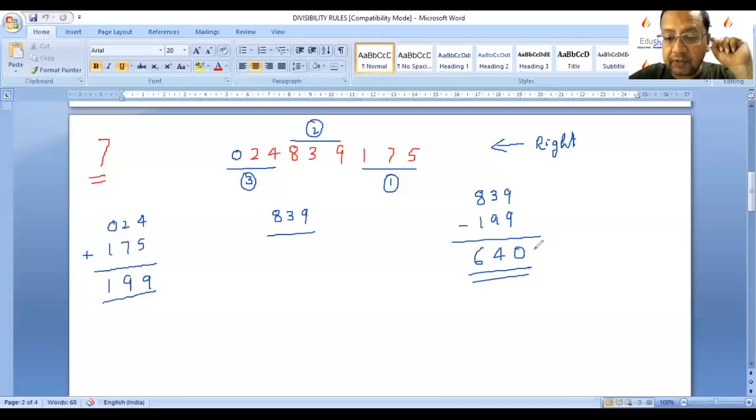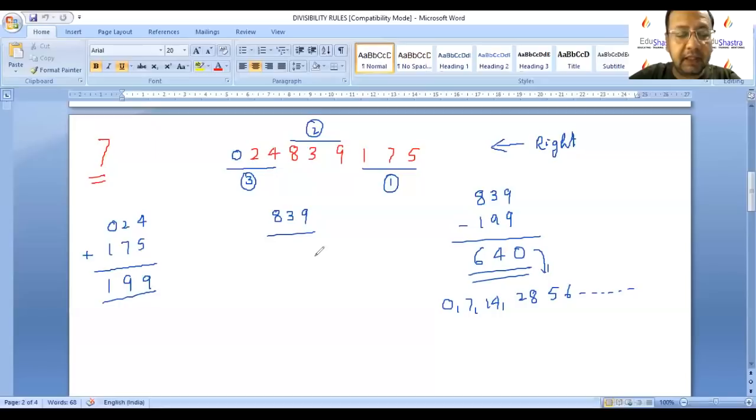Now suppose this difference is coming out to be 0, 7, 14, 28, 56, or some number which is a multiple of 7, then this number will be perfectly divisible by 7. Right now the difference is not divisible by 7, so this number is also not divisible by 7, right? These are the rules for the divisibility of 7, right?